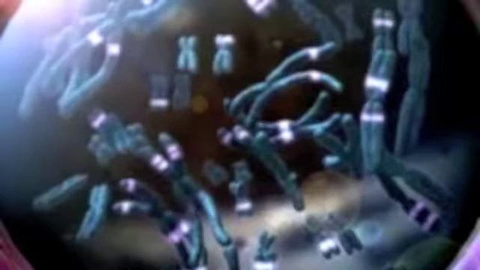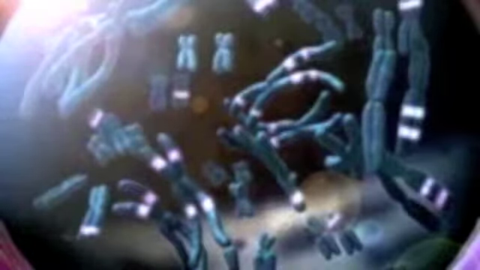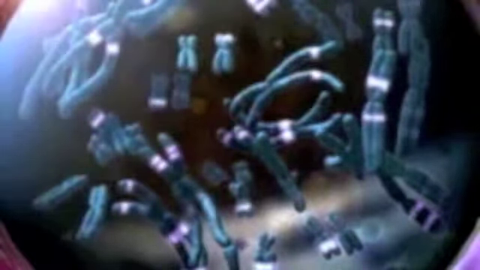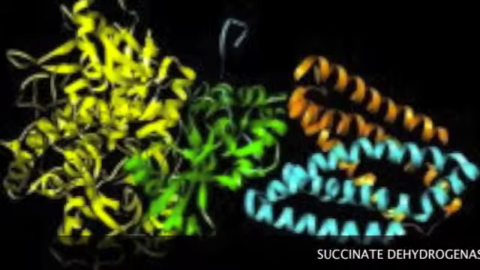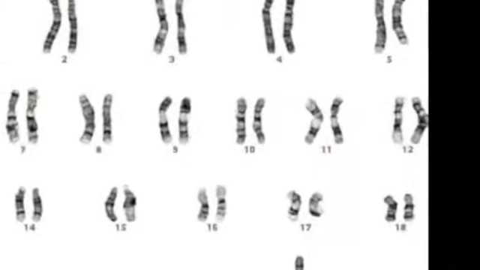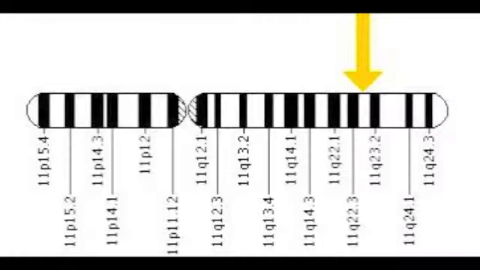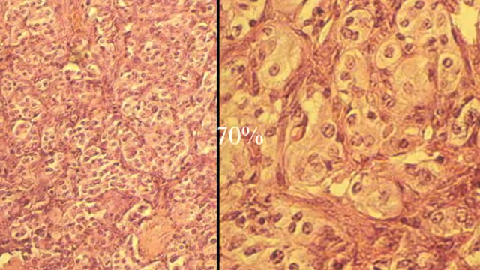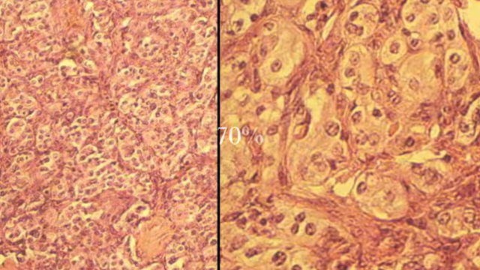These germline mutations can occur on up to 6 different genes, including the gene encoding for succinate dehydrogenase, or SDH, with subunits of B, C, and D. These genes map specifically to chromosome 11, which we will talk about in more detail shortly. Mutations in this specific gene account for about 70% of hereditary paragangliomas.